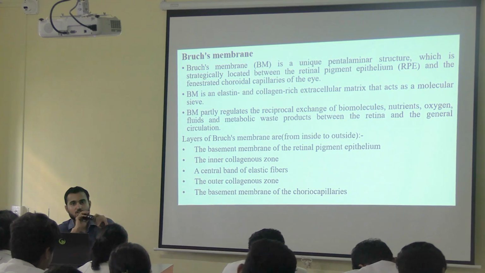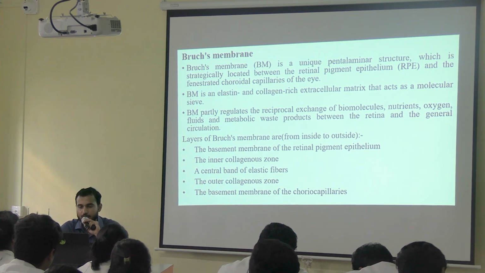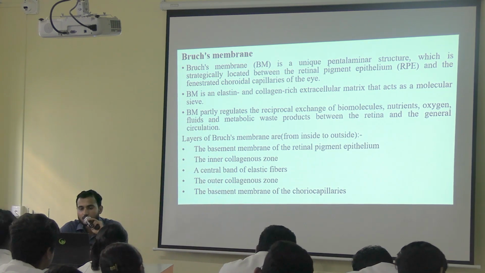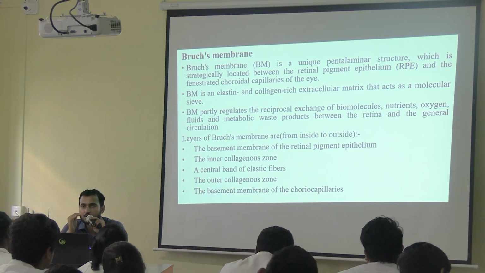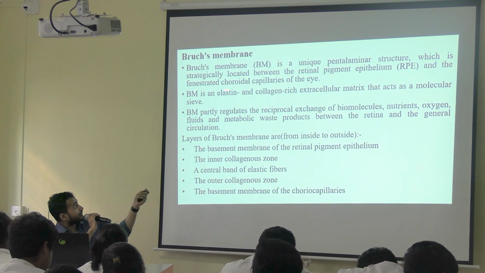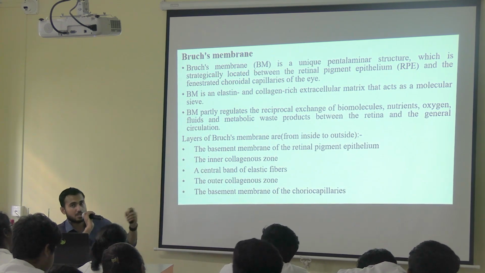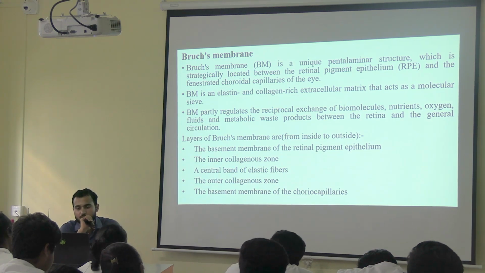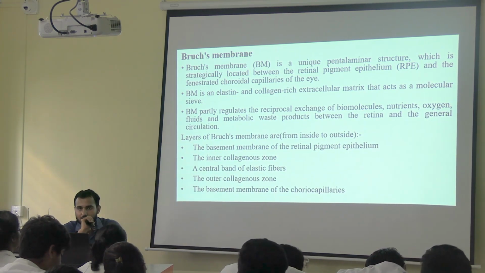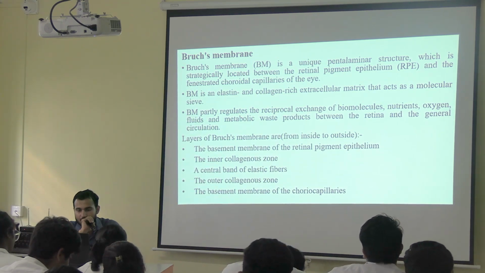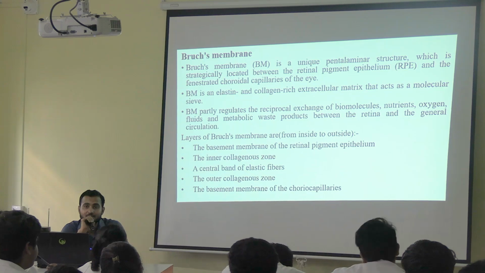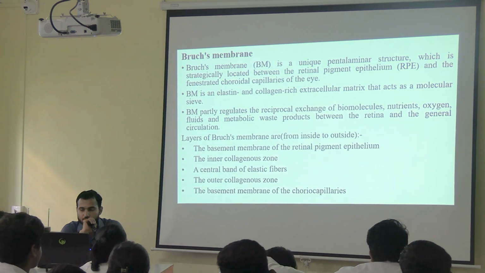Okay. Next is the Bruch's membrane. So here you can see the structure of the Bruch's membrane. तो Bruch's membrane में क्या रहता है? It is a pentalaminar structure. Okay, in which if you see the location in between the retinal pigment epithelium and the fenestrated choroidal capillaries, in between these two layers the Bruch's membrane is present. Okay, it is elastin and collagen rich extracellular matrix layer. Okay, and it acts as a molecular sieve. That means it is having selected permeability.